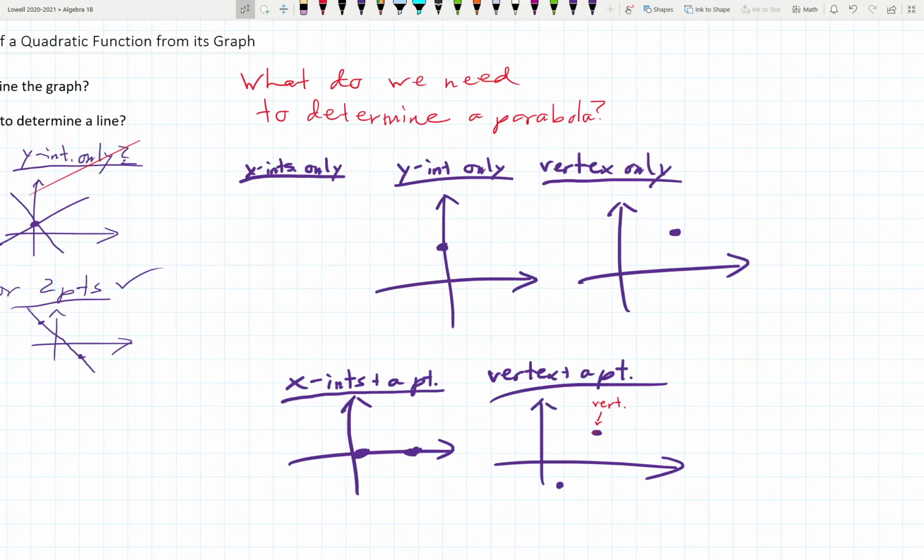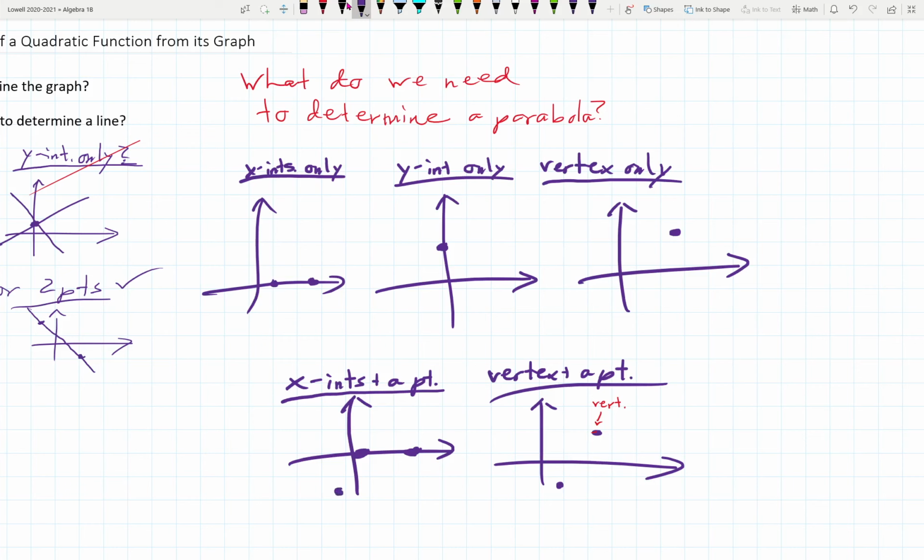Alrighty, so the 5 scenarios I want us to think about are, first, having the x-intercepts only. Are just the x-intercepts alone enough to lock in the parabola that someone might be asking for? So I'll say maybe this and this. The second scenario is, what if you only had the y-intercept? Third, if you only had the vertex. The fourth scenario is if you had the x-intercepts plus maybe some third random point. Let's call it right there.